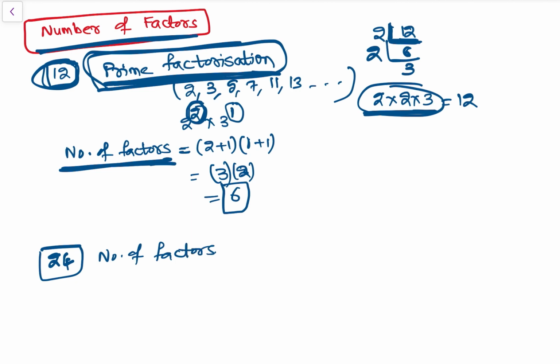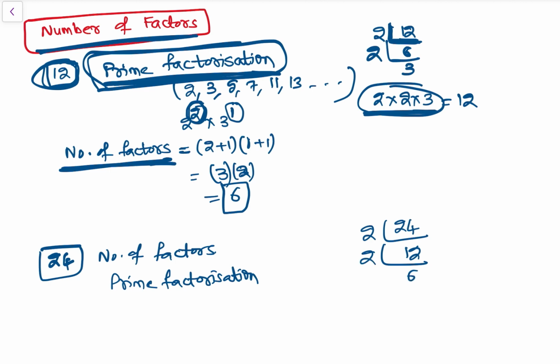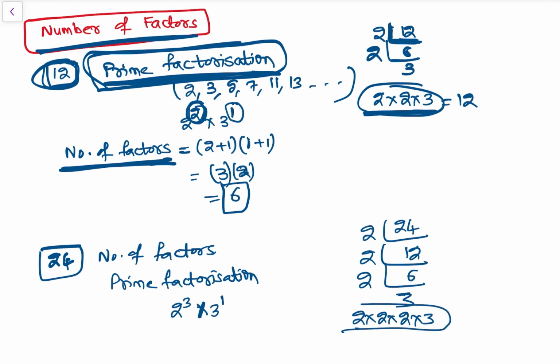So 24, we need to bring it into prime factorization. 2 12s are 24, then 2 6s are 12, then 2 3s are 6. So the prime factorization of 24 is what? 2 to the power 3 into 3 to the power 1. This is nothing but 2 into 2 into 2 into 3. So this is 2 to the power 3 into 3 to the power 1.